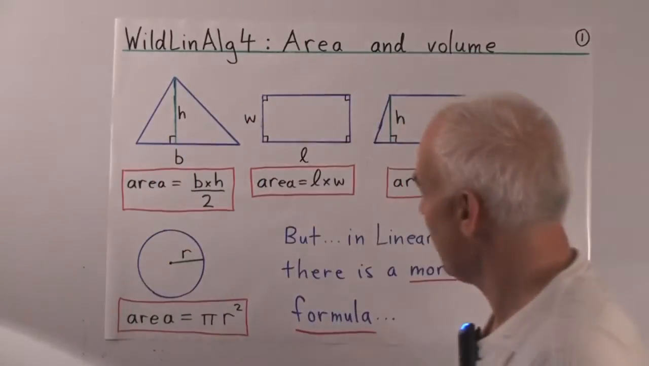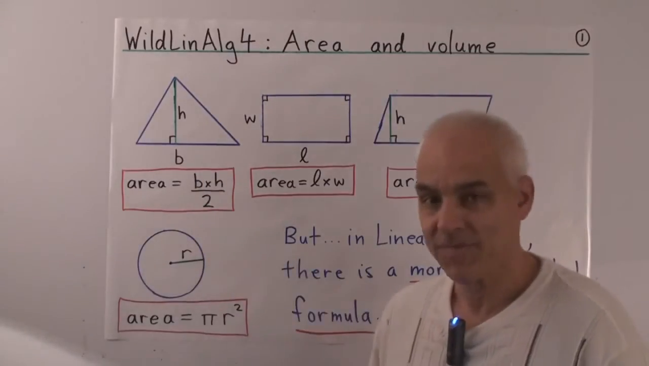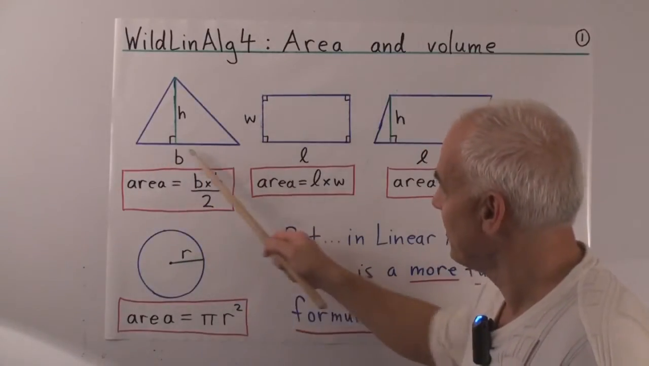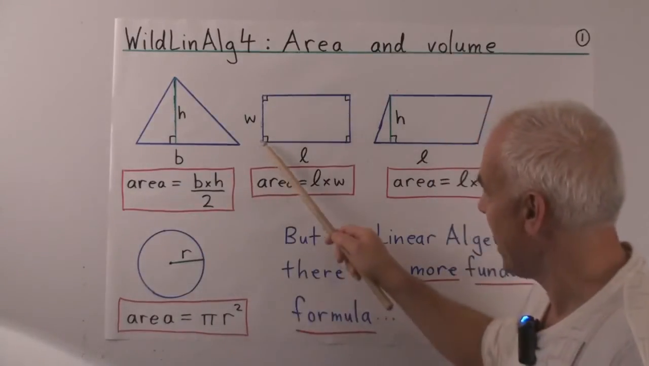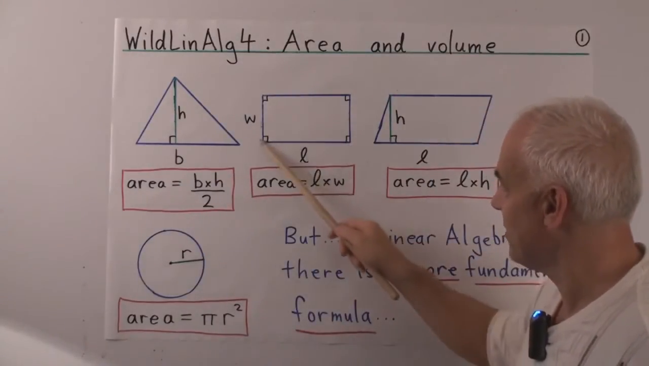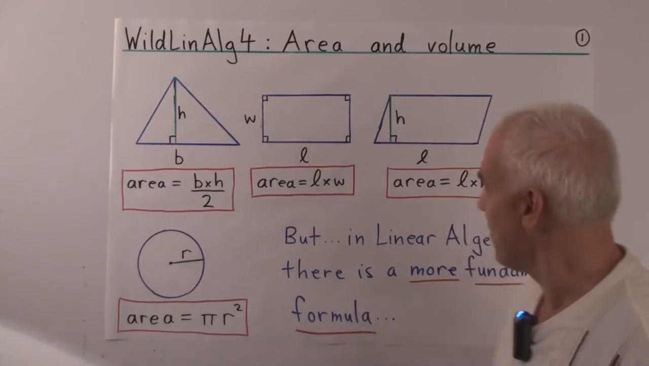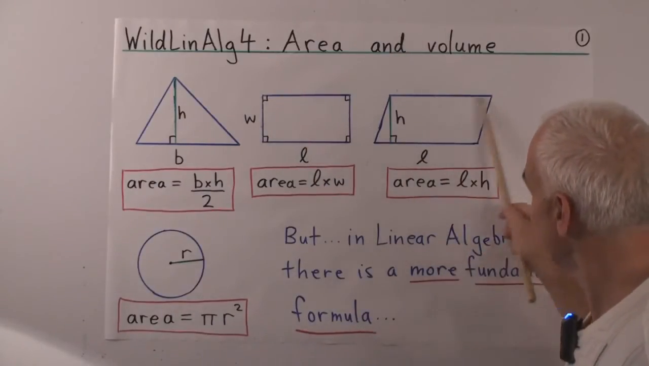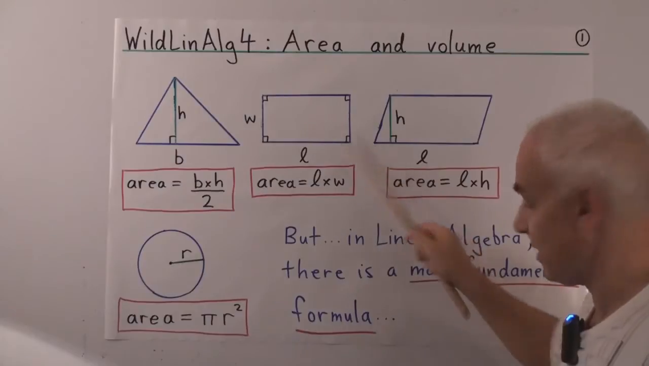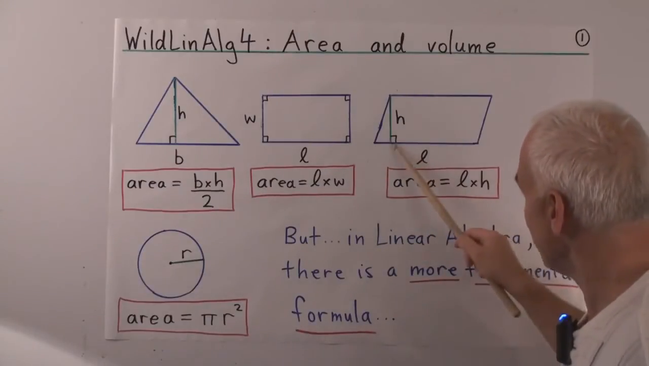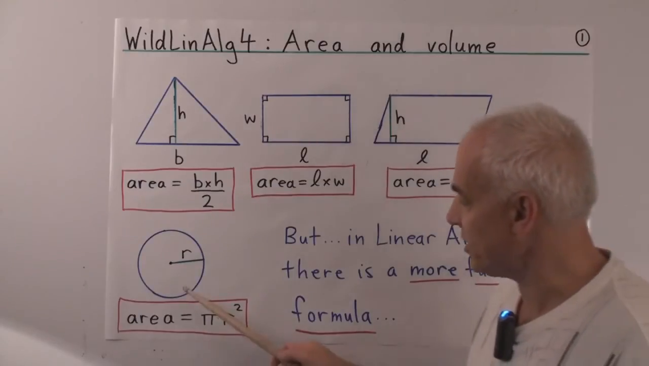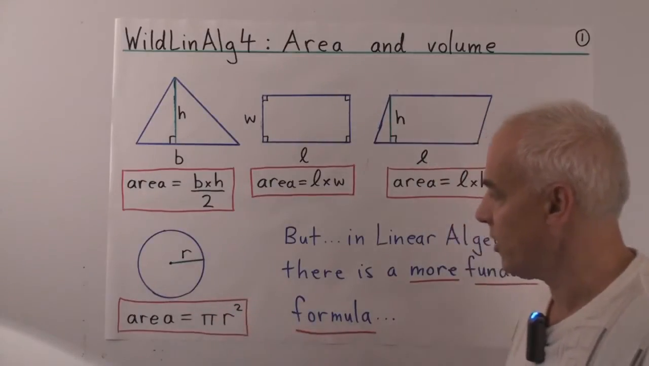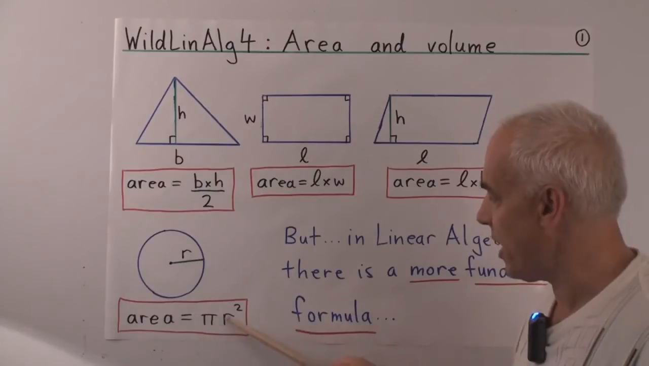You all probably know that the area of a triangle is given by base times height divided by 2. The area of a rectangle is given by the length times the width. The area of a parallelogram is very similar. It's the length times the vertical height. And then there are many other formulas. For example, the area of a circle of radius r is pi r squared.